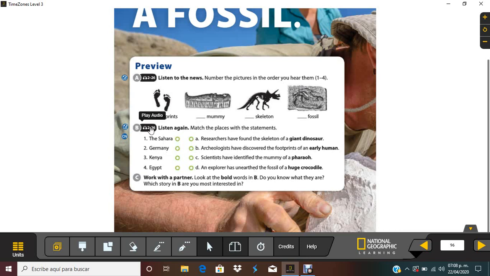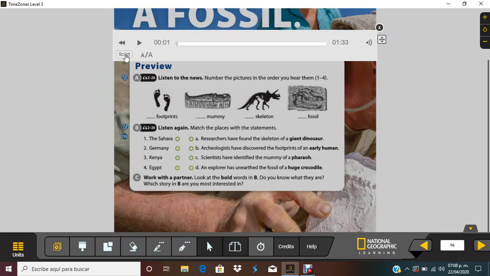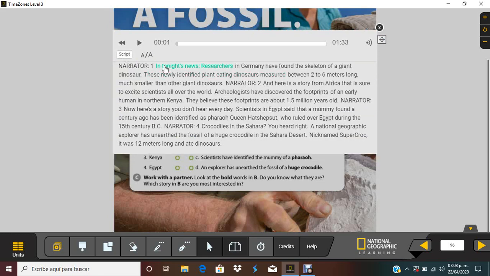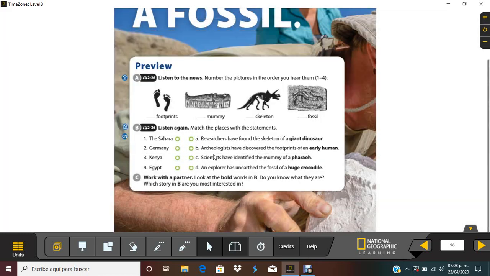Now, let's look at the script. Remember, for this activity, you have to match the places with a correct statement. All right? So let's look at the script. Remember, you can pause the video whenever you want. Yes, so you can have time to read the script. Okay? I'm going to leave it there for a second. Pause the video so you can read and you can have all the time in the world. Okay? Excellent. Now let's continue. So let's look at the answers for exercise B.